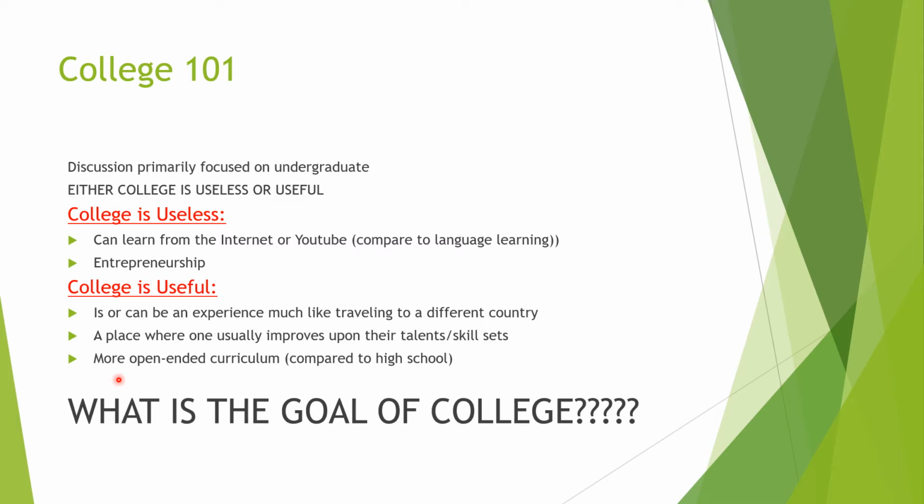And then the last one is that there's a more open-ended curriculum compared to high school. In high school, they dictate everything that you do, generally speaking. But in college, you generally choose your major, you choose the schedule, the order of classes that you take. Now, these are arguments for college being useful, but is it really 100% useful?